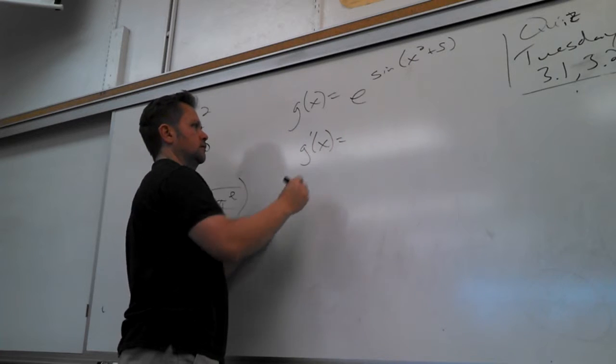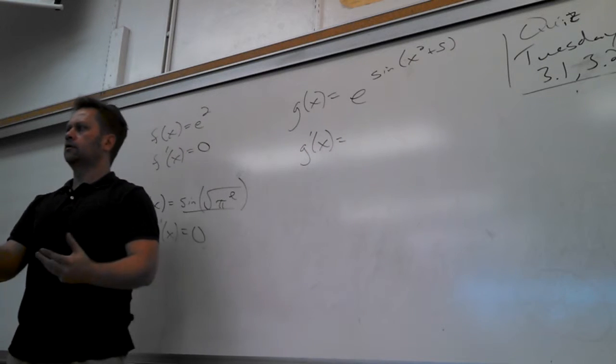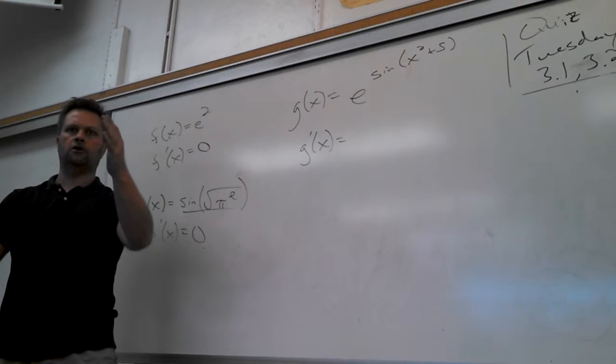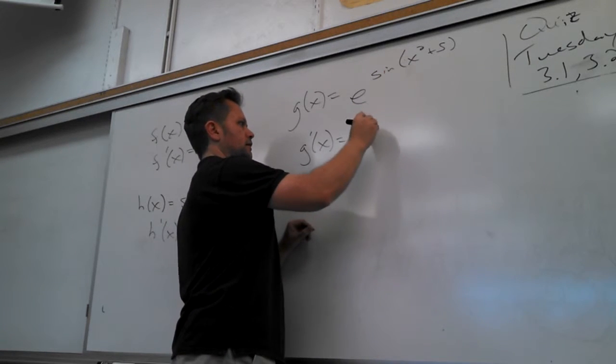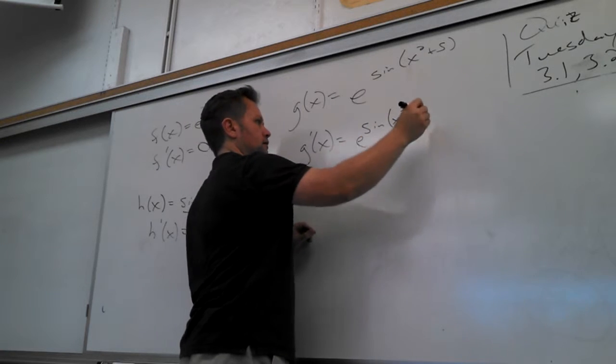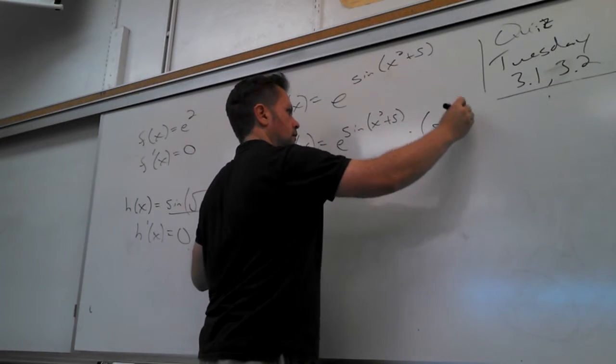What's the outside function? E. I love it. E to something. So that's the first thing you care about. That's the only thing you care about at first. And how do you take the derivative of e to something? It's the same. It's e to that thing. All right. Times cosine. Careful.